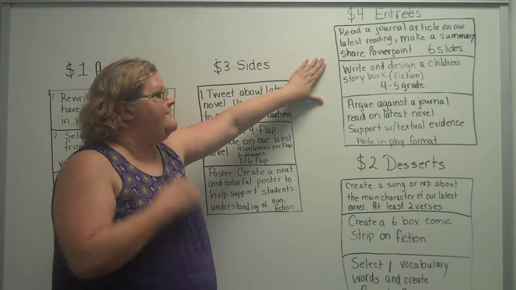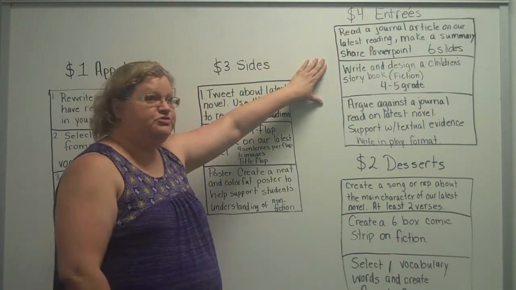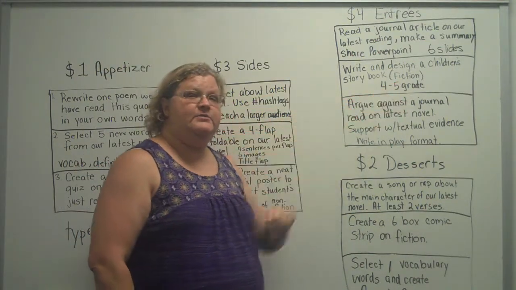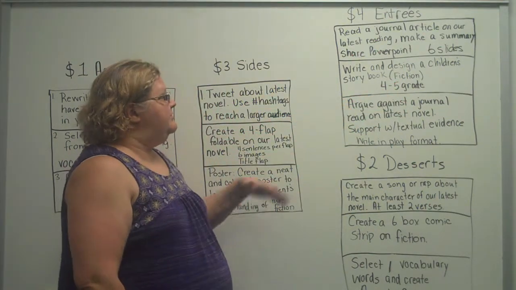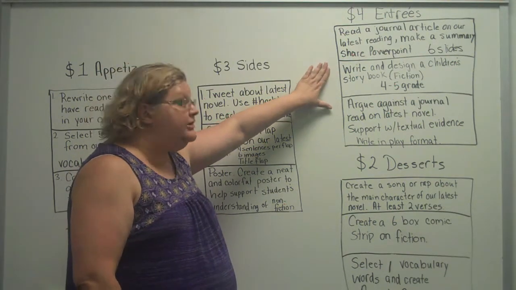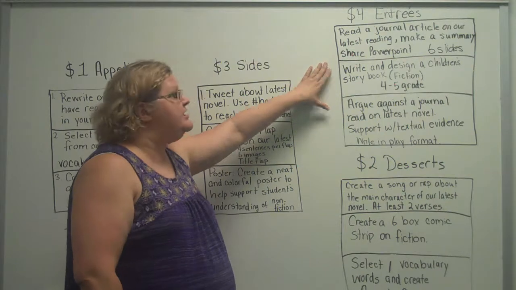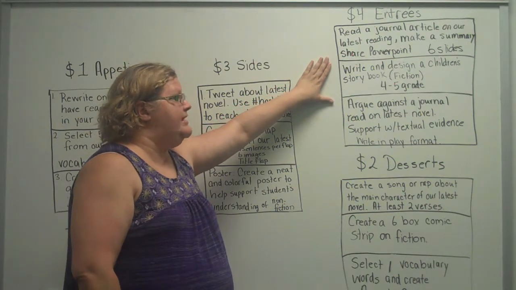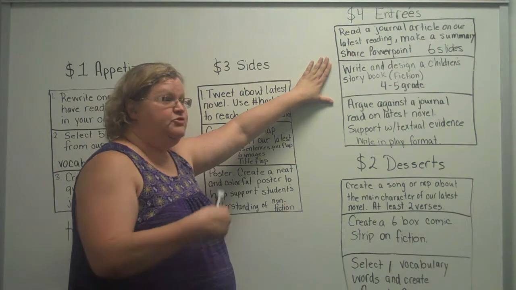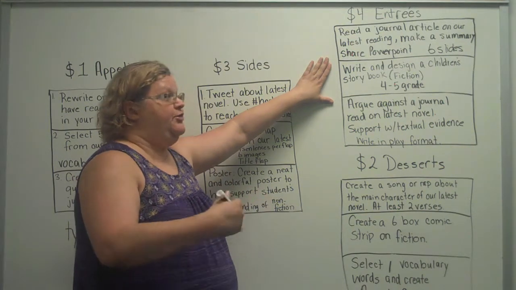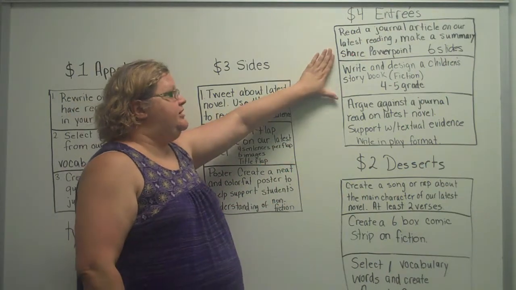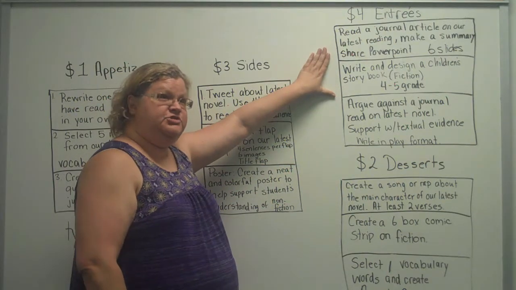The next choice you have is to write and design a children's storybook, and it needs to be fiction and for 4th and 5th grade. Remember, at the end of the month, we're going to the elementary school, okay, to do a literacy promotion for those students. You have the opportunity to write and design a children's storybook. You can do it online or by hand. If you do it on the computer, you can print it out. We can have it set up and maybe bound, so you can share that book with your students.